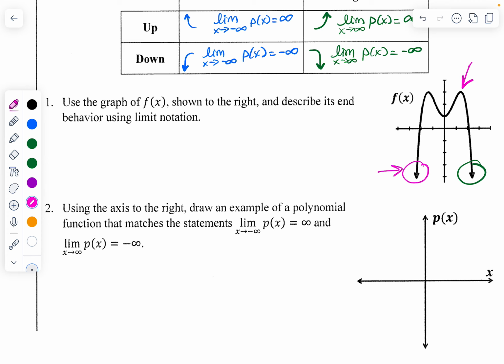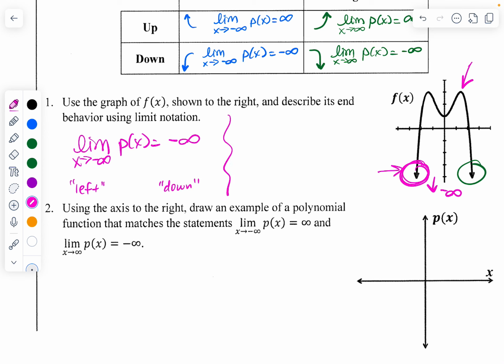On the left side here, how do we say left in math notation? We say the limit as x approaches negative infinity is how we say left. The function is going where? We can see it's going down to negative infinity. So we say negative infinity, which means down.